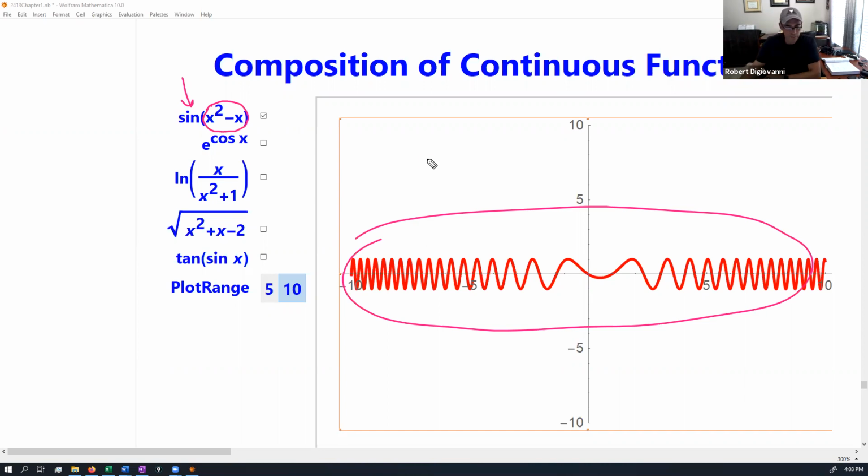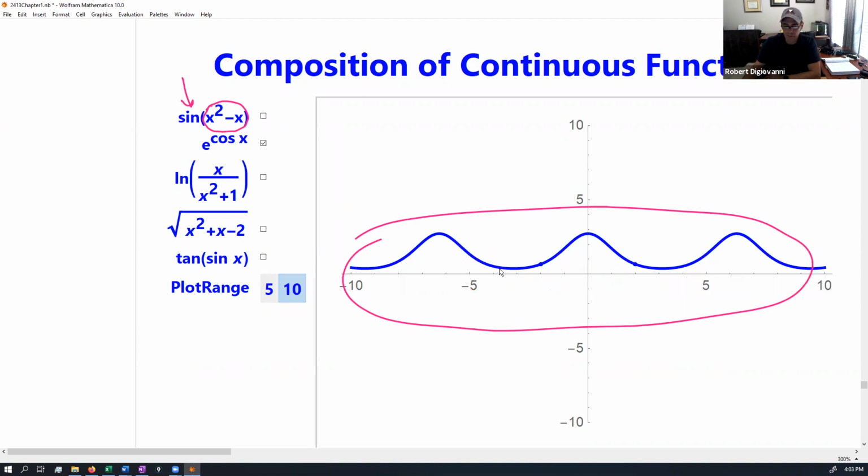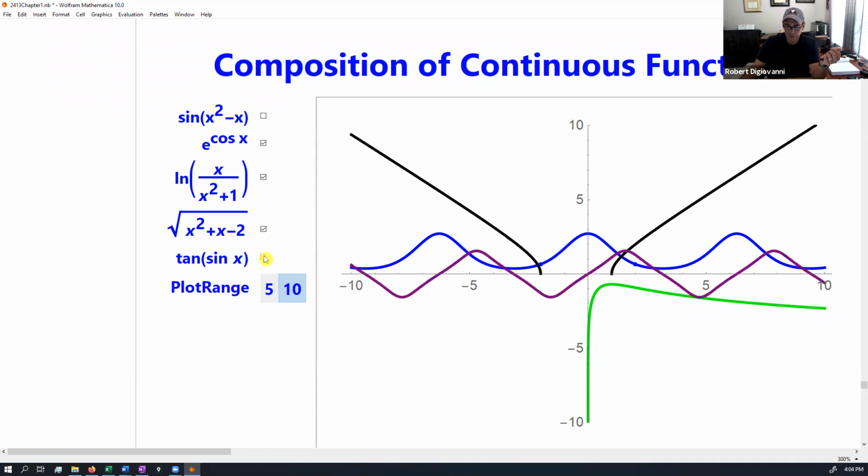Let's look at another one. E to the cosine of x. There's the graph of e to the cosine of x. Again, cosine of x is continuous. The exponential function is continuous. You compose the two, you get a continuous function. That's another one. Here's another one. Okay, so that's all that theorem is saying. Put two continuous functions together, it's still continuous.